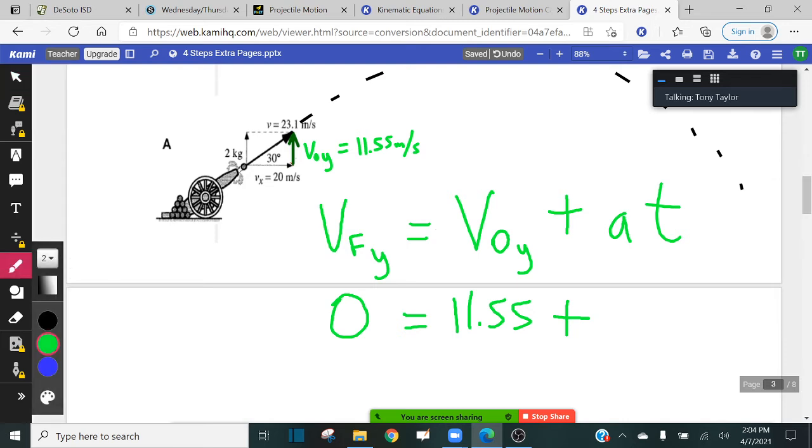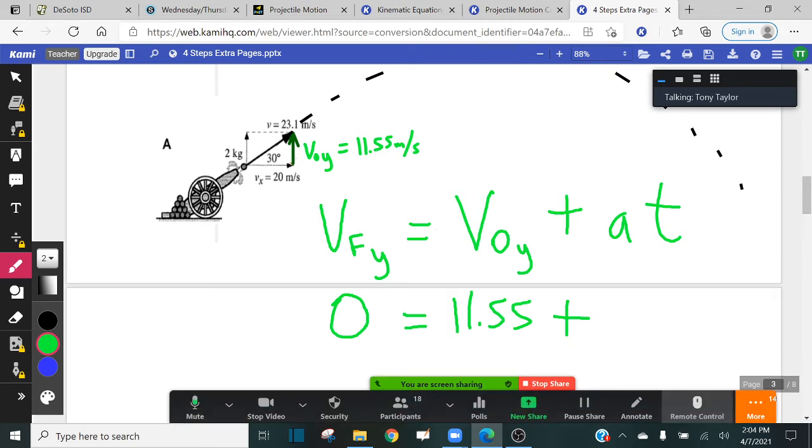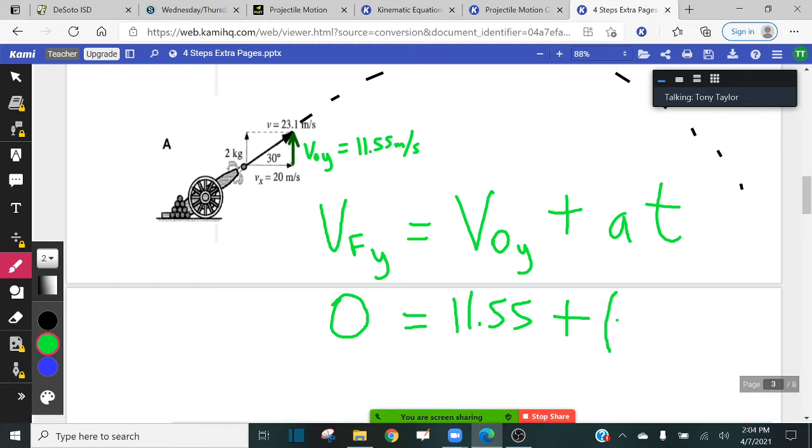Guys, as the cannonball is going up, what is the acceleration of the cannonball in the y direction? Anyone? I know you guys know this. What is the acceleration in the y direction? Thank you, Iman. 9.8. Thank you, Stephanie. Thank you, Angelina. Now, guys, to be specific, I specifically want to put negative 9.8.